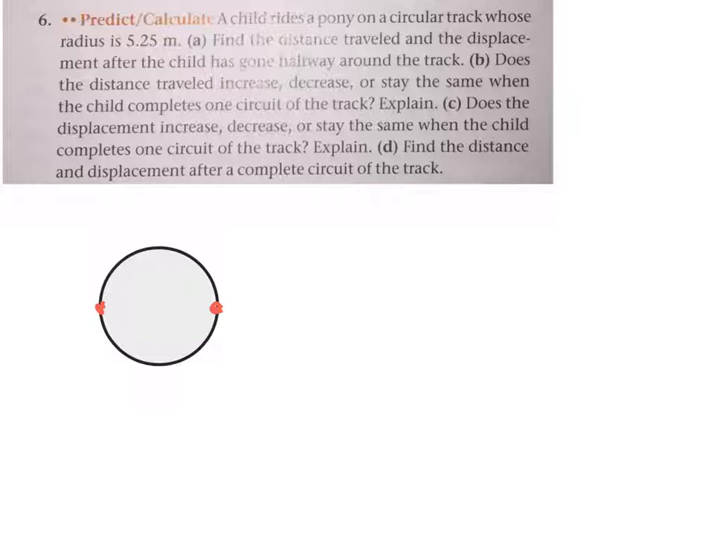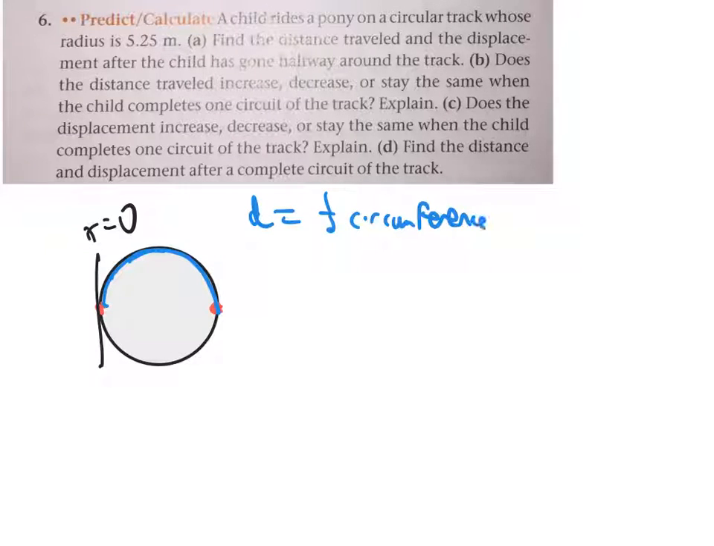We'll take due west, and so we will take our coordinate frame to be that the west is x equals 0, and then the child travels halfway around the track. We want to find the distance traveled and displacement after the child has gone halfway around the track. So the distance would be 1/2 the circumference of the circle. And we know the circumference of a circle is 2 pi times the radius.